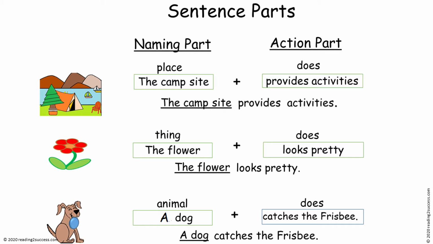And our third simple sentence naming part is an animal, a dog, and its matching action part is catches the frisbee. And our simple sentence is a dog catches the frisbee.